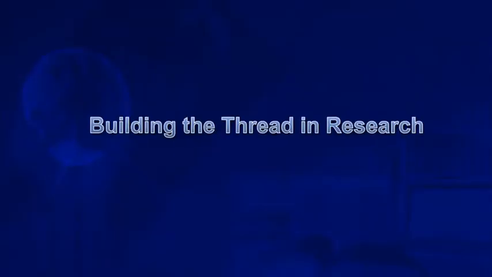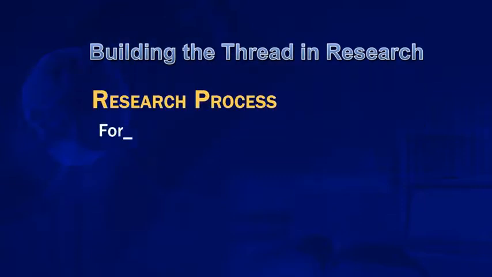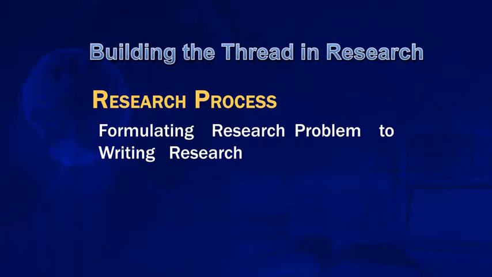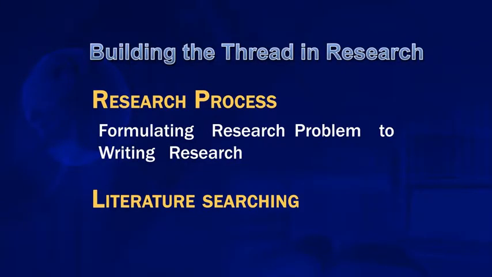Now, let's build a thread in the research. When we talk about the research process, that encompasses formulating the research problem to writing the research report. In this entire process, we need literature. And this literature is the fulcrum for a good piece of research. This is the basic ingredient, and the efficiency with which you have carried out your literature search and written the literature review is demonstrated in your research endeavor.